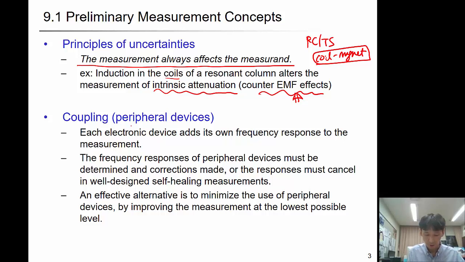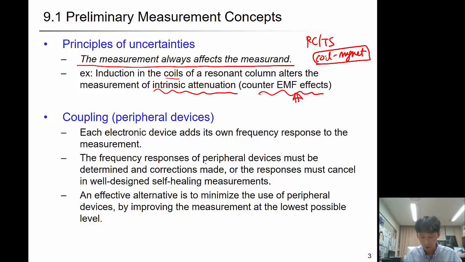Second, the coupling with the peripheral device. So an electronic device has its own frequency response to the measurement. For example, the oscilloscope that you're using also takes some current, so it's going to affect your measurement. The voltmeter or current meter, right? The ohm meter that you use to measure the V, the I, and the R, the resistance, also affects your measurement as one component in the circuit.